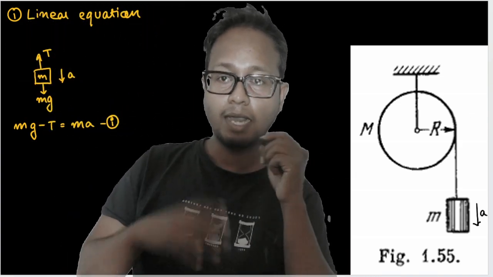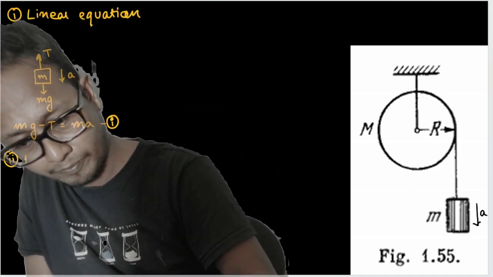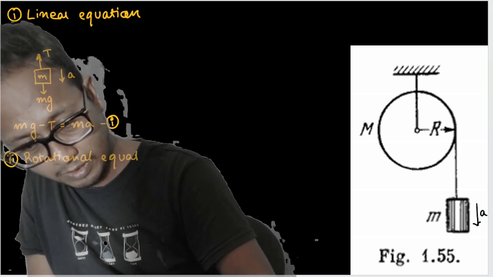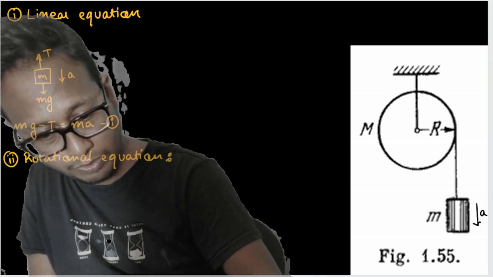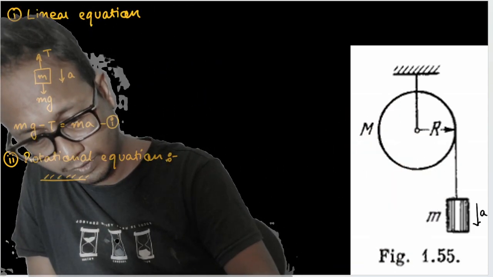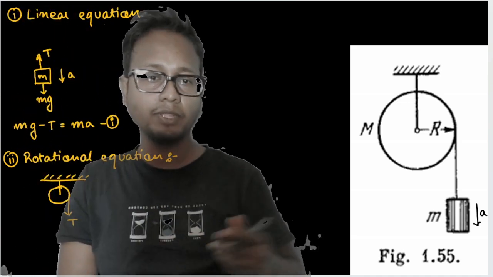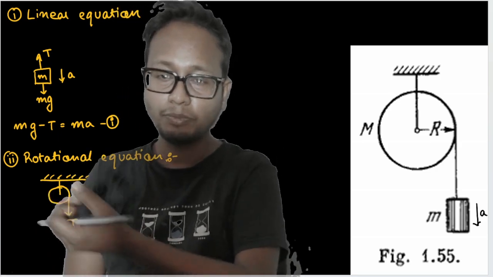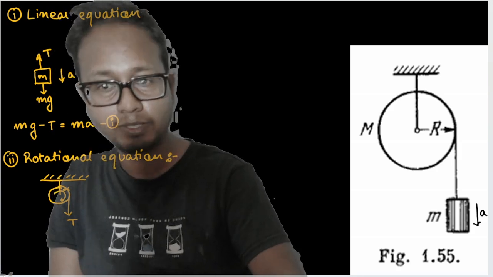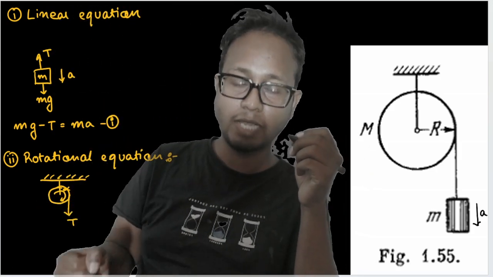Now let's go to the rotational equation. The rotational equation will be done by studying the pulley itself. So out here is the pulley of mass M, and there is a tension T out here. If I apply a tension T out here, the pulley is supposed to rotate, no? Let's say with angular acceleration alpha. So this force T produces a torque in the cylinder, which makes it rotate with angular acceleration alpha.